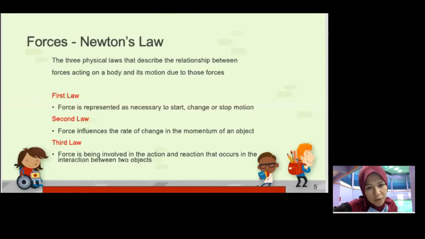The second law: force influences the rate of change in the momentum of an object. So the second law of forces, dia dipengaruhi oleh jumlah pertukaran ataupun jumlah changes dalam momentum daripada sesuatu objek. Contoh, bila kita dah start kereta, kita masuk gear, kita nak accelerate. So daripada first gear tukar ke second gear, kita menggunakan second law of forces. So dipengaruhi oleh berapa changes kepada momentum tersebut. Okay, third law: force is involved in the action and reaction that occur in the interaction between two objects. So dia ada action and reaction.